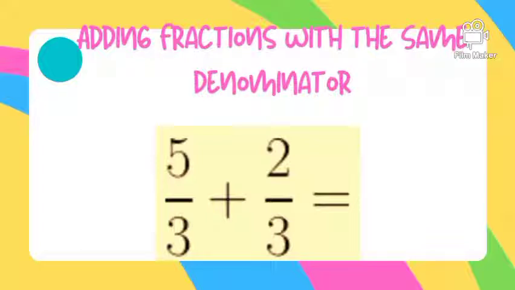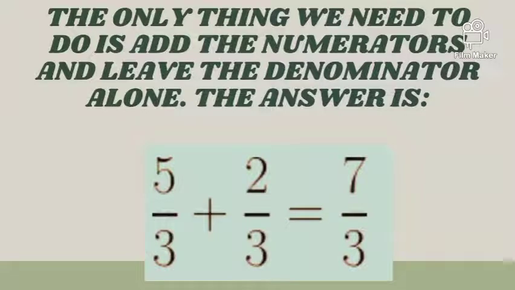Looking at this fraction, we can see that the denominators are the same. What are the denominators? 3. They are the same. So what do we do? We simply add the numerators. 5 plus 2 becomes 7. So this is 7 over 3. If we change this to an improper, to a mixed fraction, it becomes what? 2 whole number 1 over 3.